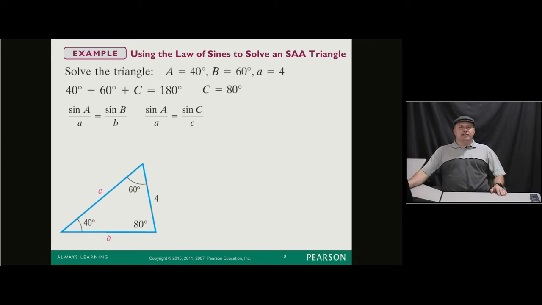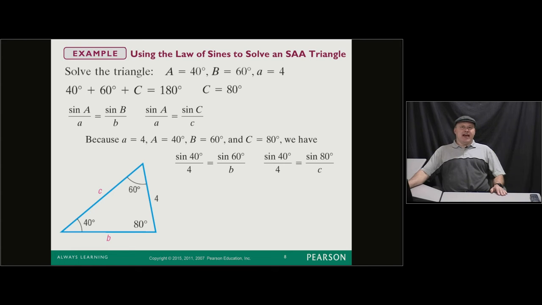Then we'll use the ratios, sine of angle A over little a. You know all the angles now. The only things you don't know are little b and little c. So you don't want to put the b and c in the same equation. We want to use the a's and b's in the same equation and the a's and c's in the same equation. We don't want to use the one that has b and c together because we don't know either one of those. So that's why we picked these two. So sine of angle A over little a equals the sine of angle B over little b, because little a is 4, angle A is 40, angle B is 60, and angle C is 80. We can drop every one of those things into the formulas.